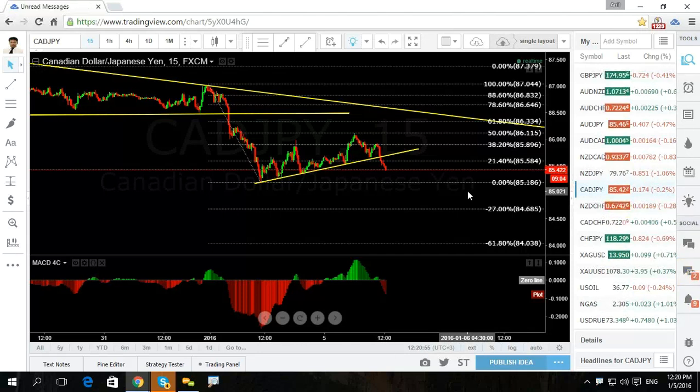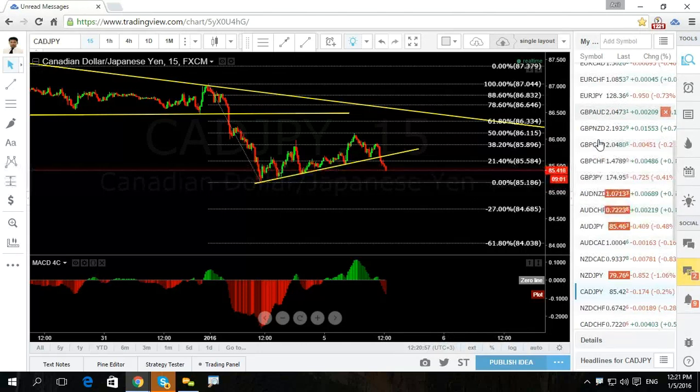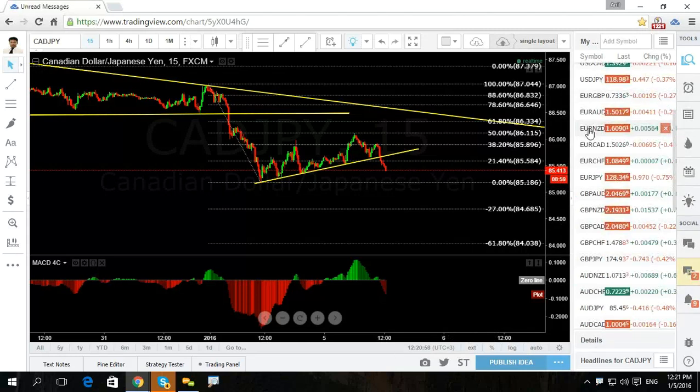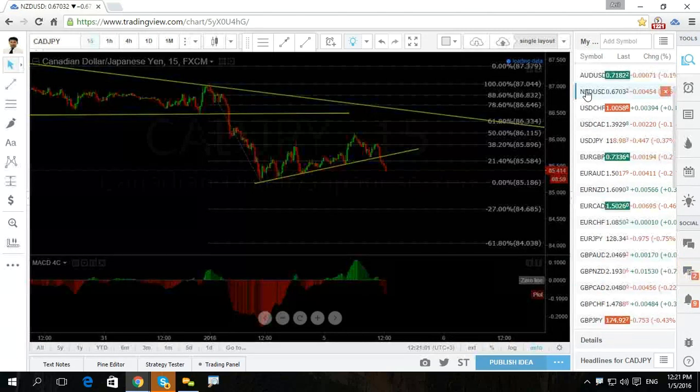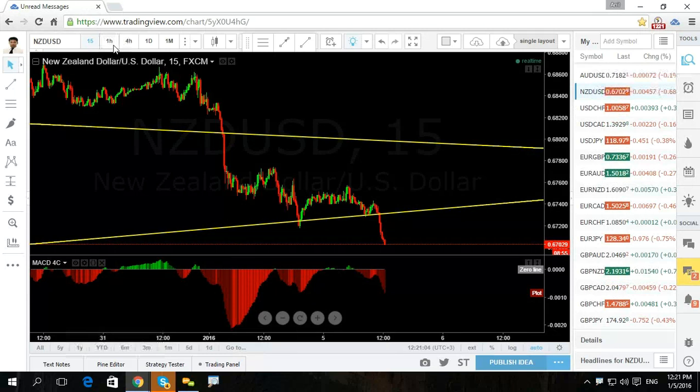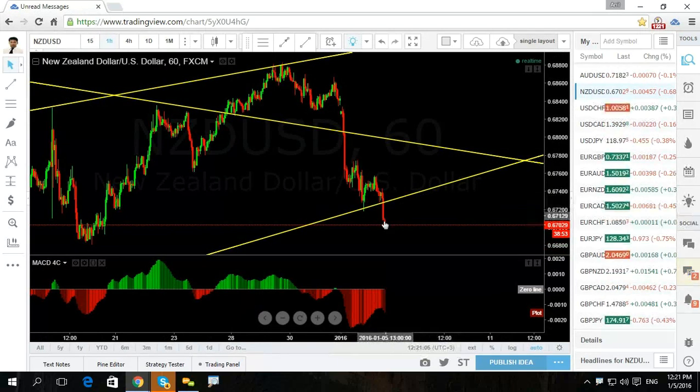The New Zealand broke to the downside. That's a good trade. You guys keep an eye on it. Same thing. You want the hourly close, and you want to see that sideways, right? Yep, we have an hourly close. Same thing. It's moving, but let it come back.